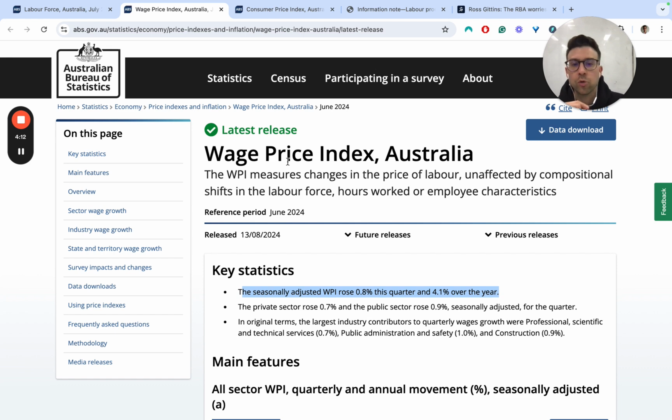Now, a couple of things we've got to look at. First of all, what's happening over the last year, is wage prices greater than inflation? Because if that's the case, what we've got is a positive situation where real wages are improving, not eroding. And we can see that. So first of all, seasonally adjusted, we saw 0.8% this quarter and 4.1% over the year.